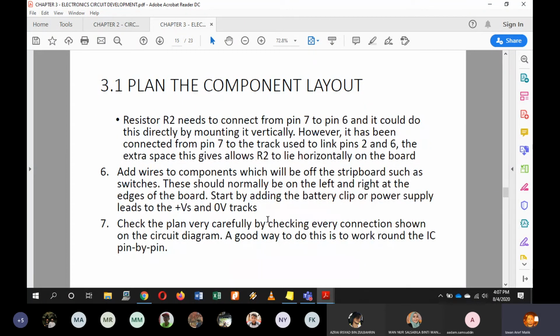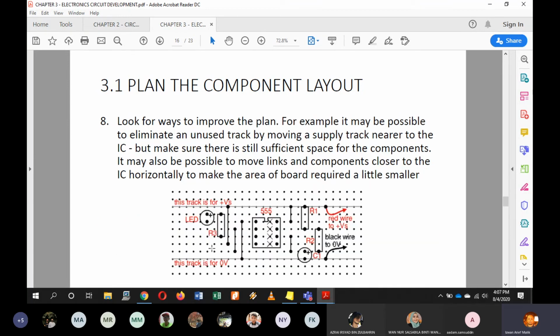Check the plan very carefully by checking every connection shown on the picture diagram. A good way to do this is to work around the ICs pin by pin. Okay, that is the way. You check daripada IC, first pin is connected to where, second pin is connected to where, third pin is connected to which pins. So that is how you determine ada salah atau tak ada salah of your circuit lah. Okay, work around your IC.